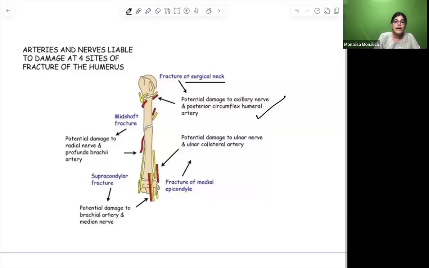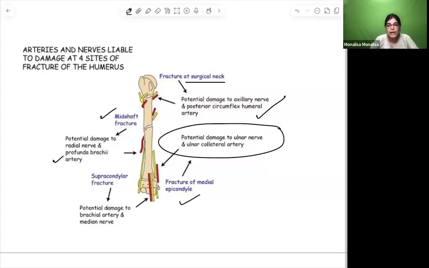Yes, absolutely correct. In the mid shaft area, that means at the shaft of the humerus bone posteriorly, there can be a chance of damage of radial nerve and profunda brachii artery. Radial nerve and profunda brachii artery. Very good. Injury of the medial epicondyle leads to injury of ulnar nerve and ulnar collateral artery. So only ulnar nerve and medial epicondyle is the right answer. Supracondylar fracture is a potential threat to the median nerve and brachial artery.